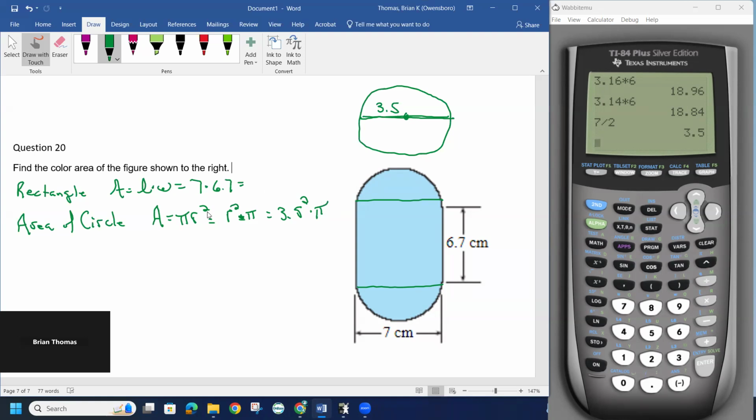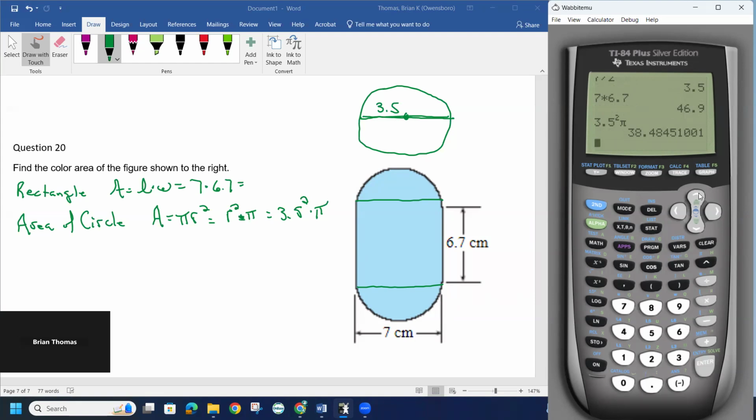So it looks like there are two areas that we have to figure out. The first one is 7 times 6.7. That's going to give me the area of the rectangle. And then to find the area of the circle, we have this 3.5 squared, that's the radius, and then we multiply that by pi. So if I hit second up arrow, I can put 3.5 squared pi in there. That gives me that.